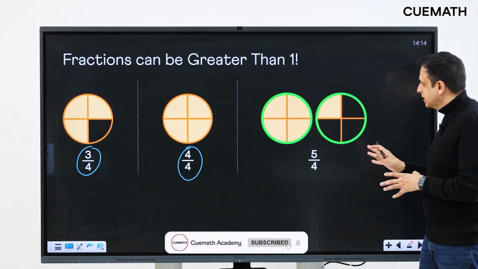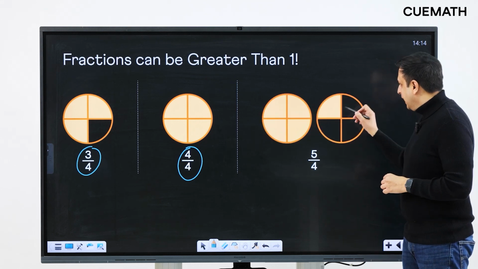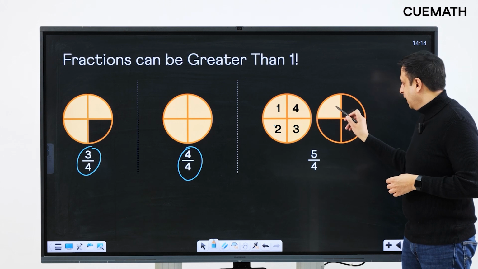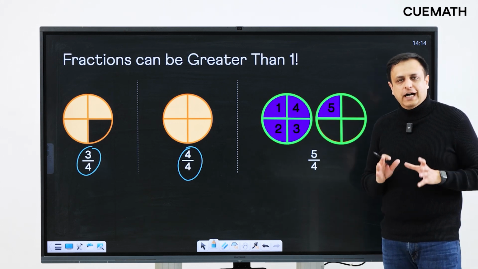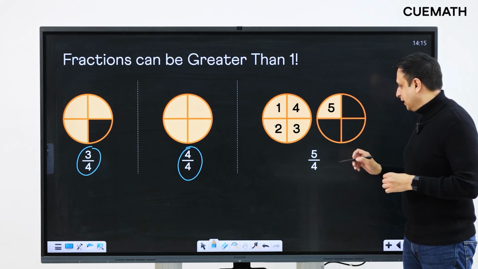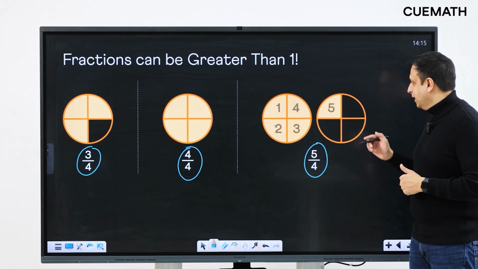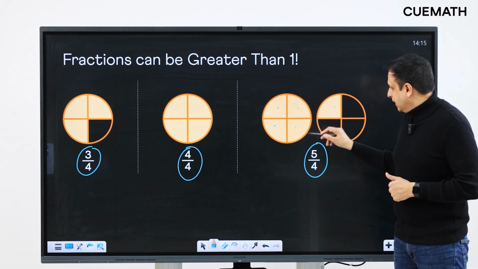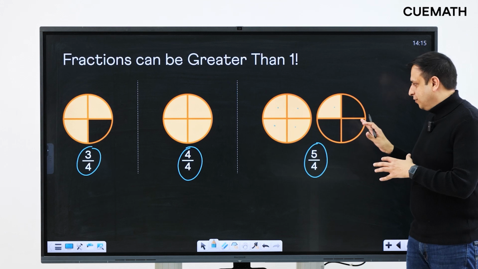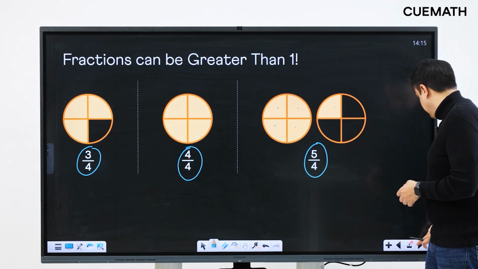It has 2 wholes and each of those wholes has been divided into 4 equal parts and 5 of those parts are shaded. So 1, 2, 3, 4 and 5. So 5 of these parts are shaded and therefore the shaded region here represents the fraction 5 over 4, and clearly it is greater than 1 because the whole is just one of these circles and the shaded region is greater than that. So this fraction 5 over 4 is a fraction that is greater than 1.